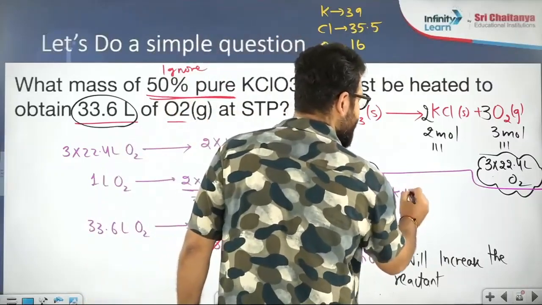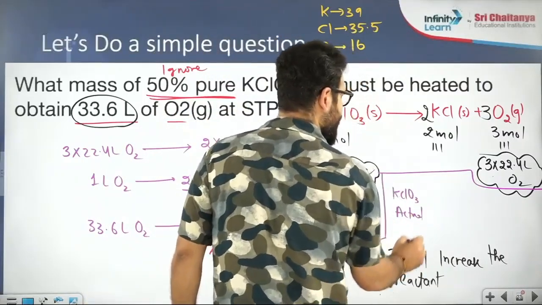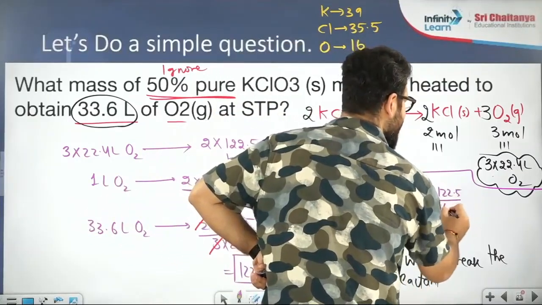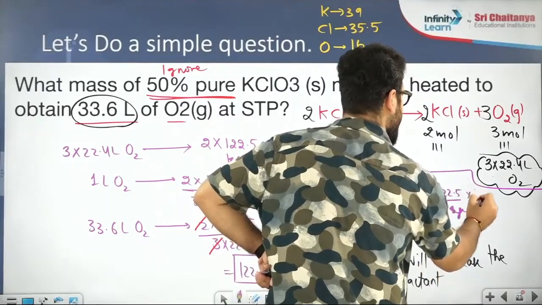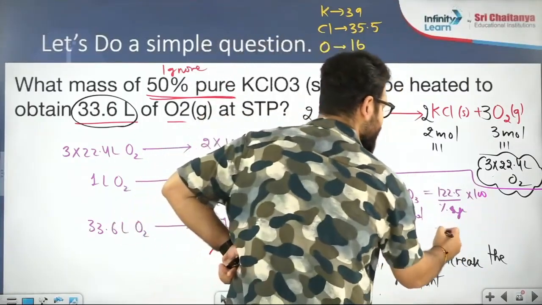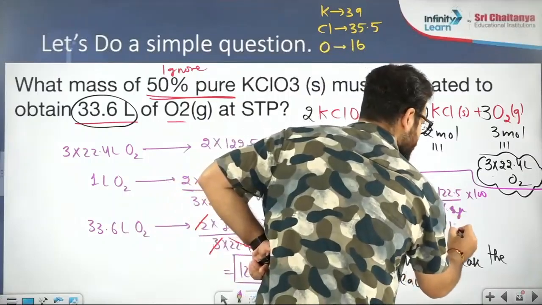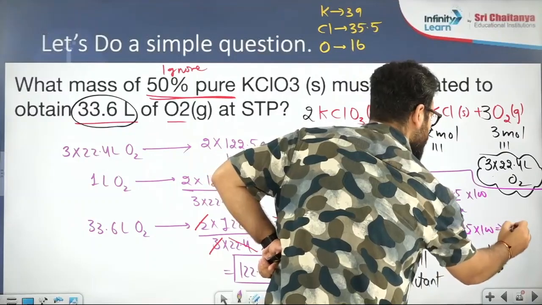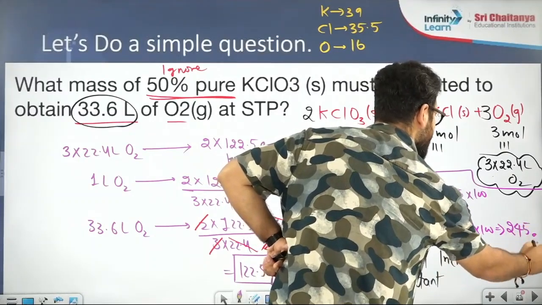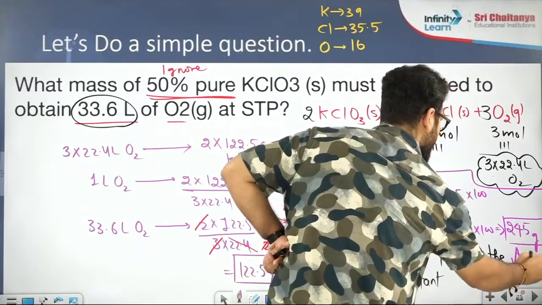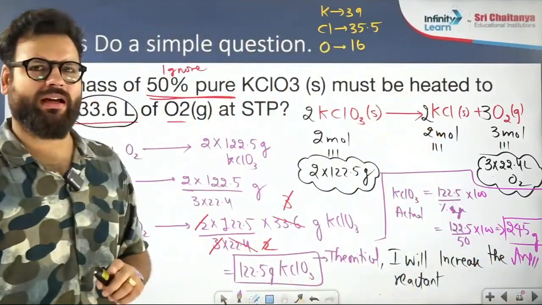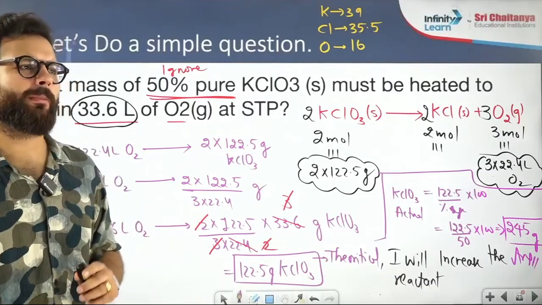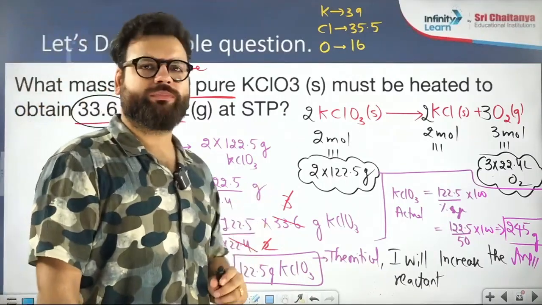So we'll get KClO3 actual taken should be theoretical KClO3 122.5 gram divided by percentage into 100, which is going to be 122.5 by 50%, which will be double of it, 245 gram. This is the answer. I had to take double the amount. Okay. I have to take double the amount.